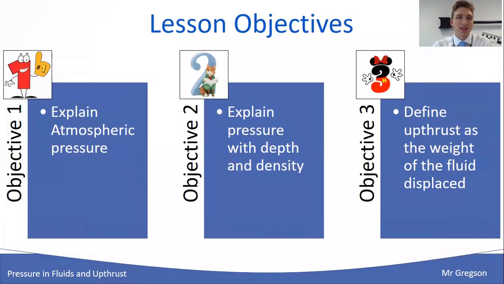These are our lesson objectives today. Quickly note these down. We have to explain atmospheric pressure, which is important because we can predict weather patterns from this. Then explain pressure with depth and density, which is also important, as in submarines, we don't want them to collapse on themselves once they're underwater. And finally, defining upthrust as the weight of the fluid displaced. That is effectively the fundamentals of buoyancy and how things float in water or liquids.